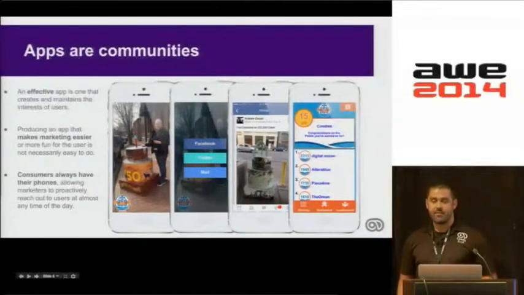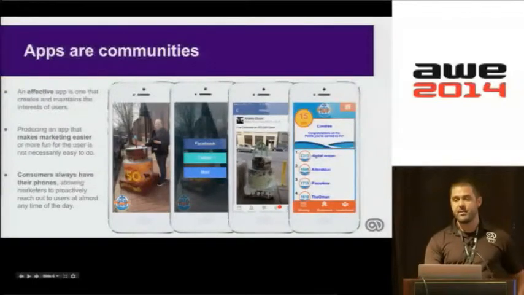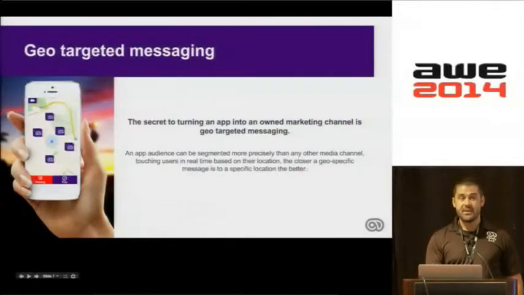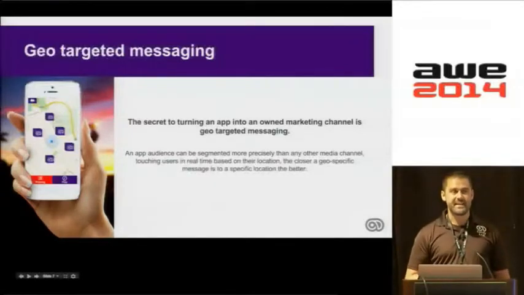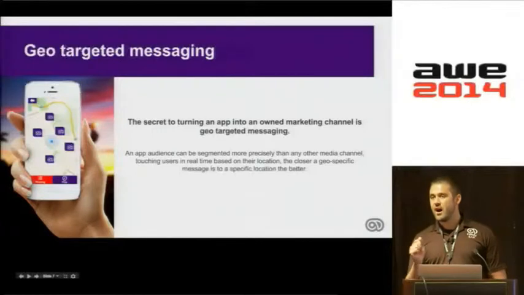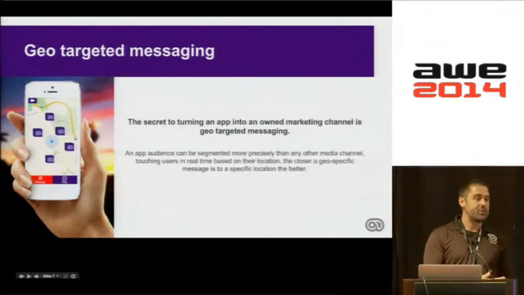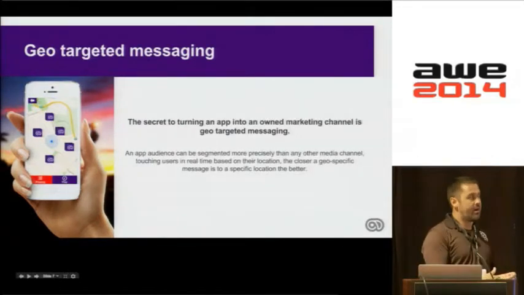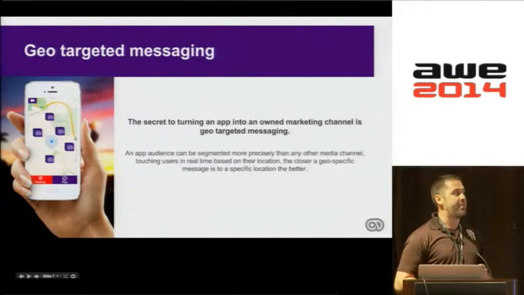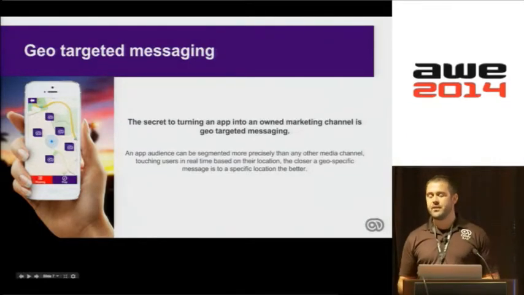Consumers always have their phones on them, allowing marketers to proactively reach out to users at almost any time of the day. But the secret that we've actually found that works the best is putting an offer, a geo-targeted message on someone's phone that will appear when they happen to be at the right place at the right time. Using things like push notifications can be beneficial, or simply placing content on the map and telling them, hey, there's this Easter egg hunt campaign that you can go do.